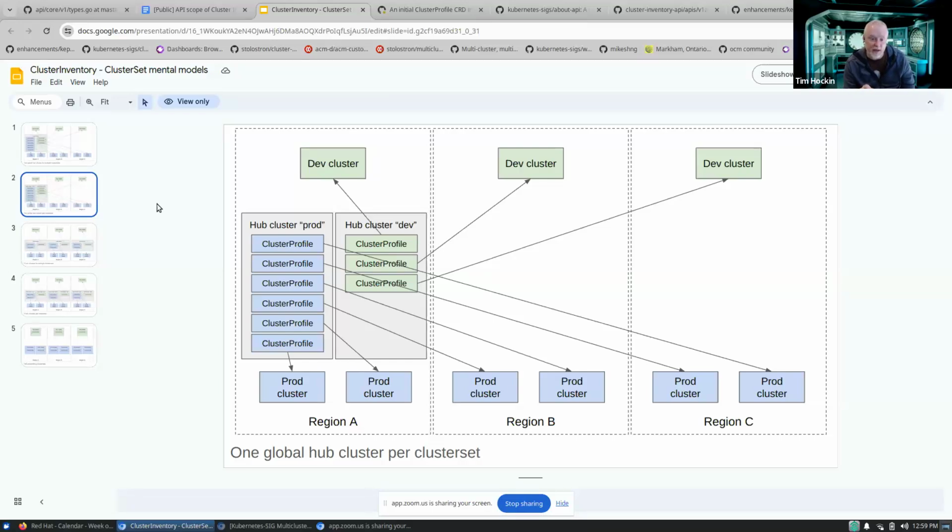And again, I will say we should just take the multiple cluster sets in one inventory off the table. I think that is a dead end. And if you want to slice that up by dev, test, prod instead of regions, that is a valid slicing, although there are other considerations I think you might want to think about there, but it's valid.